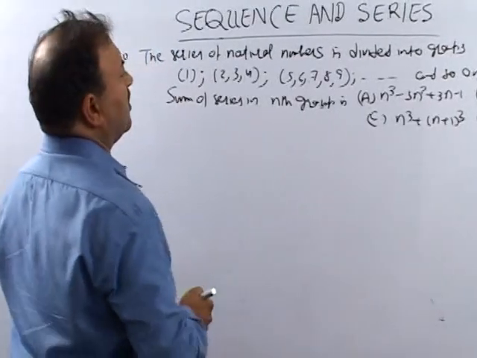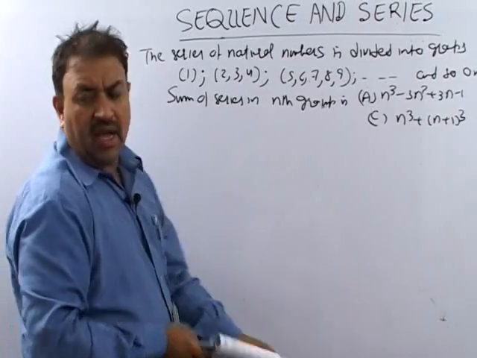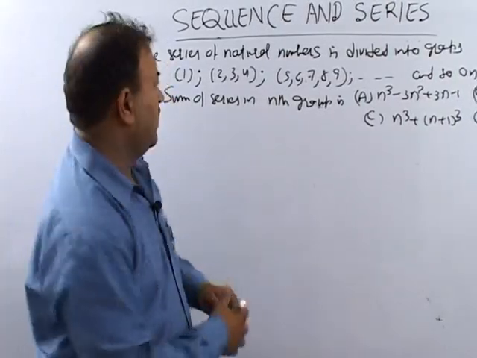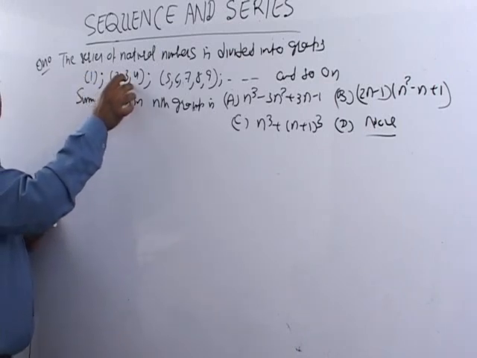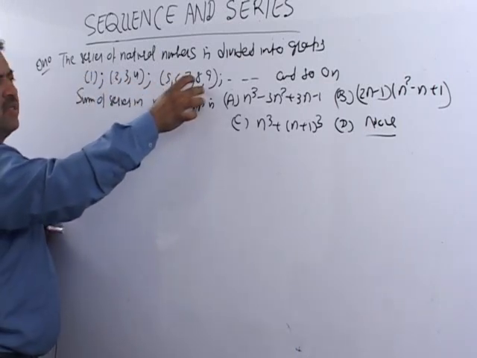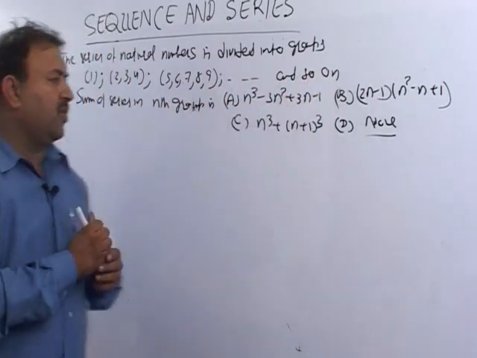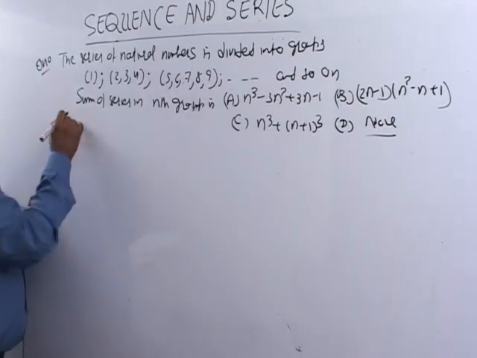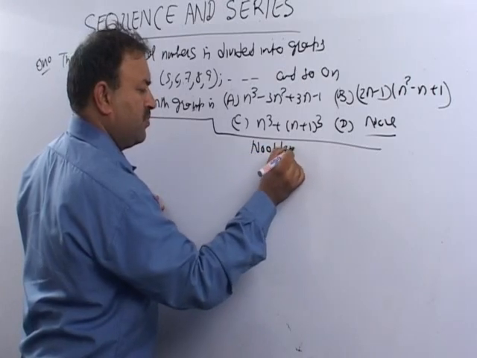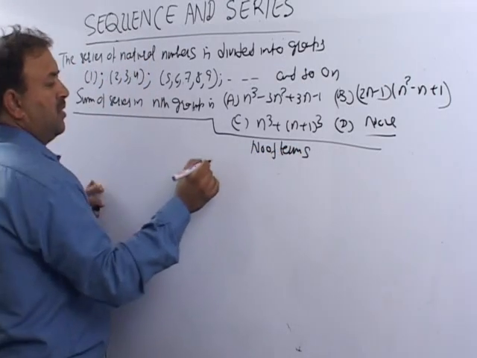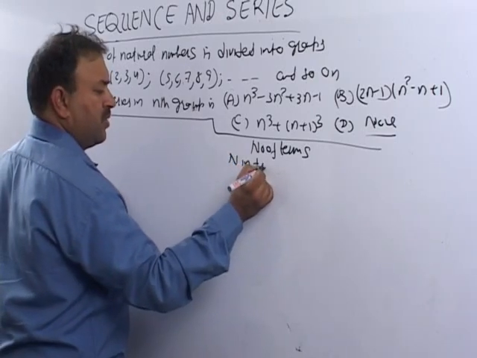Now the series of natural numbers is divided into groups. First we look at what requirements we have. The number of terms in the first group is 1, in the second group 3, in the third group 5. So we can find the number of terms in the nth group.